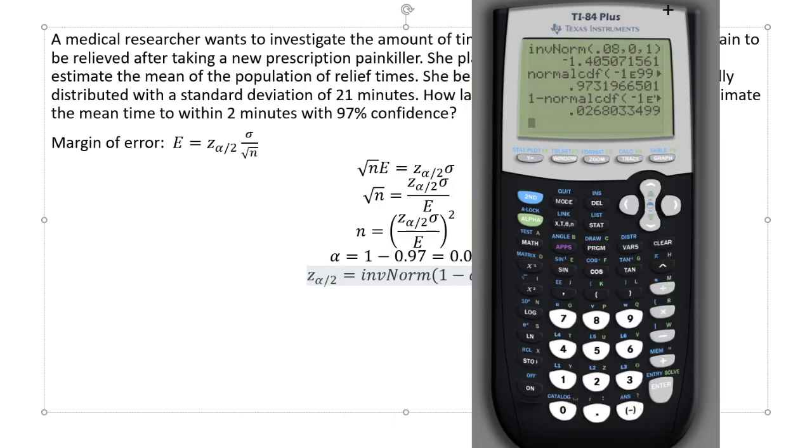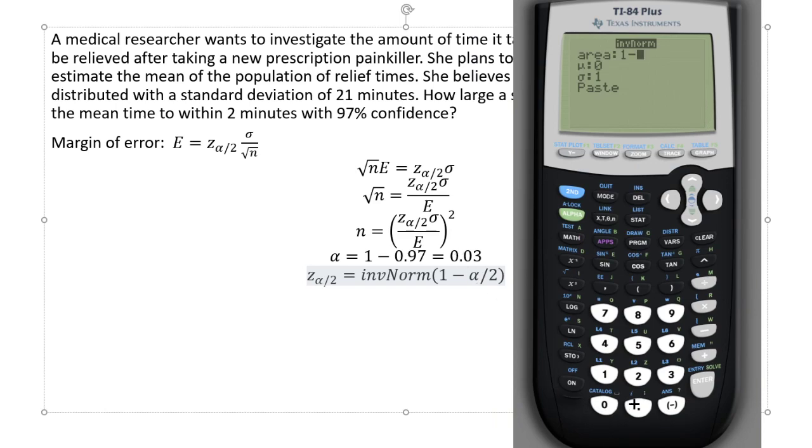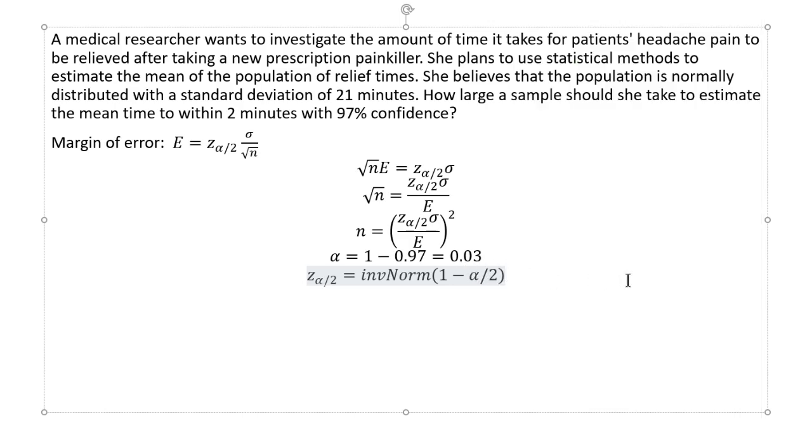Go to the calculator. Let's clear everything. Okay, so you go to second vars, go to inverse norm, and you put 1 minus alpha value, which is 0.03, right? So put 0.03 and then you divide it by 2. So that goes inside the area, and then you're executing this function. And you get 2.17. So that's your z alpha over 2 value. And because we have everything else, now we can actually do the calculation.